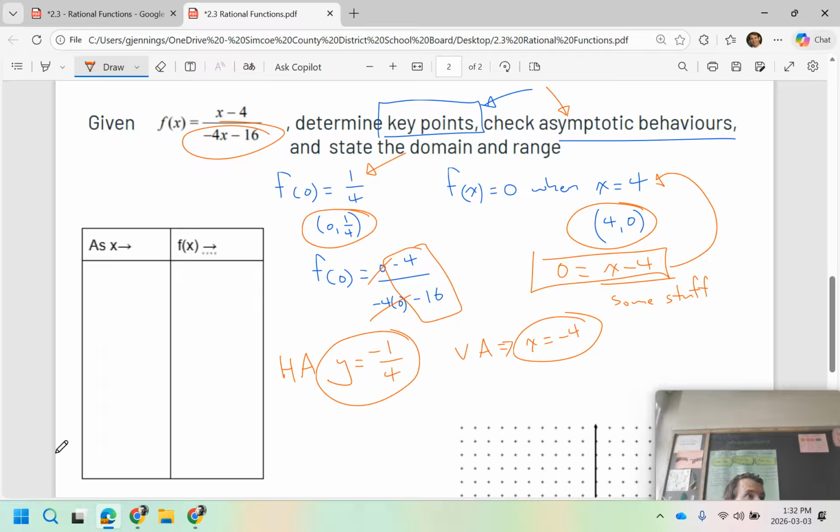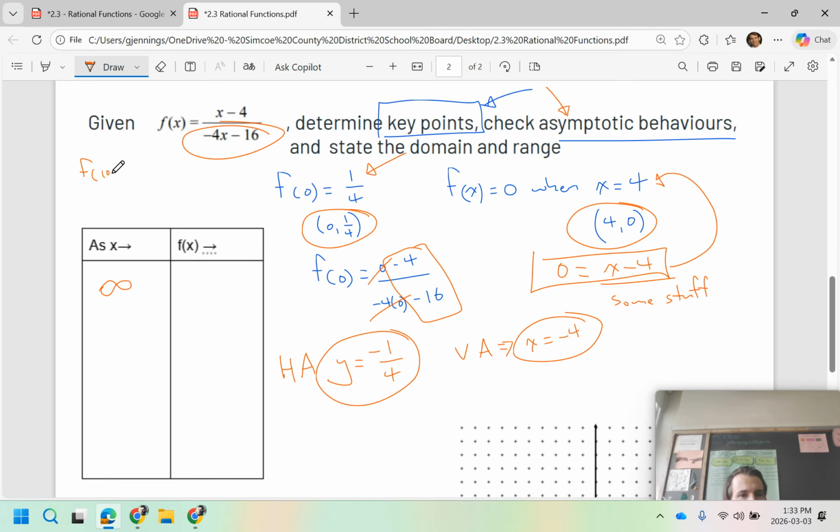Positive 16 minus 16 happens to be the only value of x that makes that 0. So that's why we get a unique vertical asymptote here. All right, so now we test stuff. As x approaches infinity, let's test it.